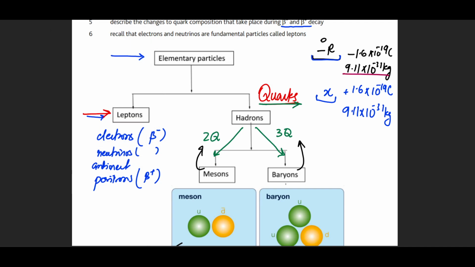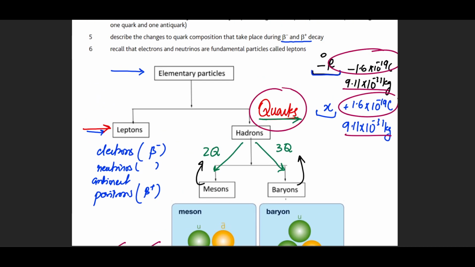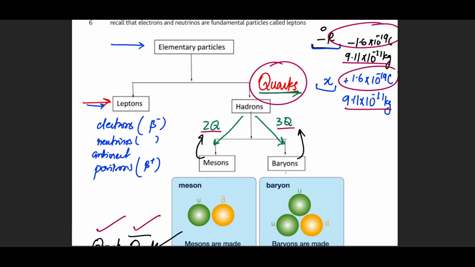They have the same mass, but they have exactly opposite charge, right? So a meson will have a quark itself and an anti-quark. Now the next slide will contain what quarks are, the building blocks of these hadron family members. But what we need to remember: 3 quarks, 2 quarks, and what the quarks themselves are, and what leptons are. Okay, let's move on to the next slide.